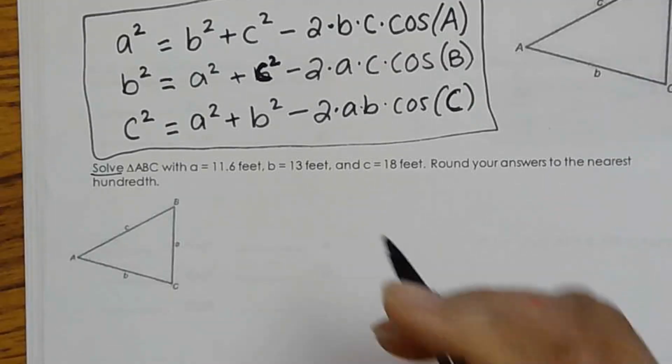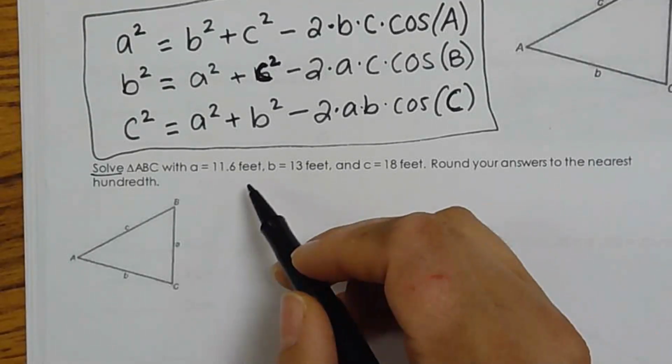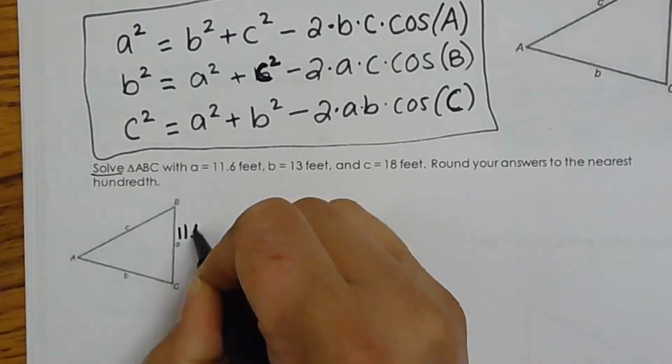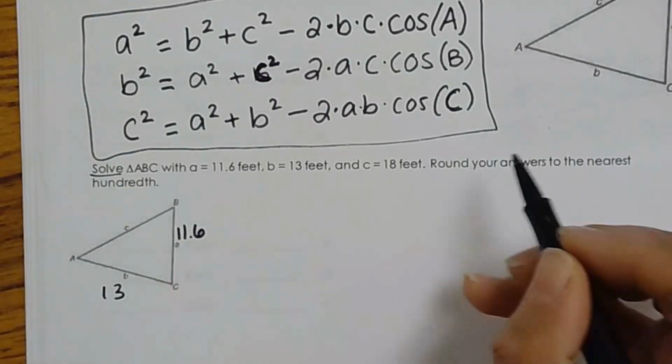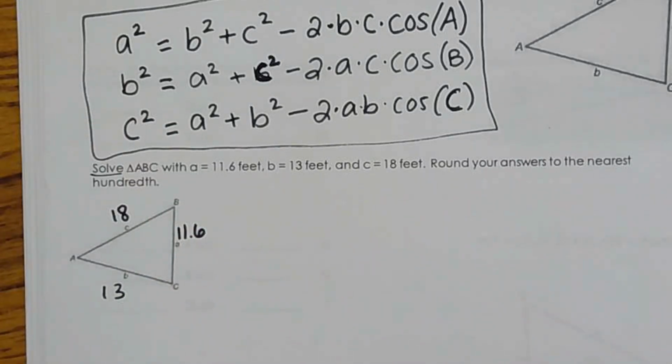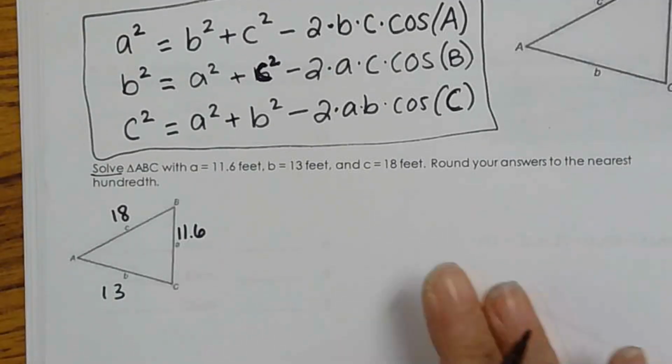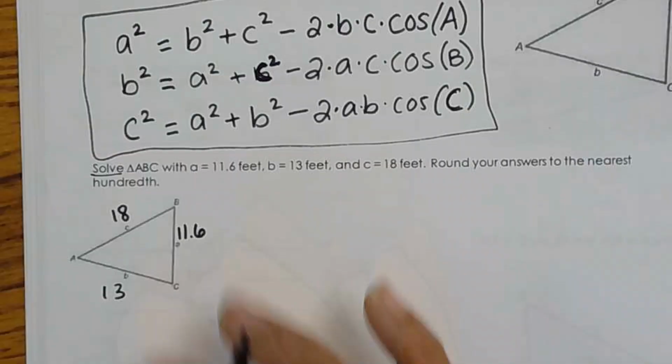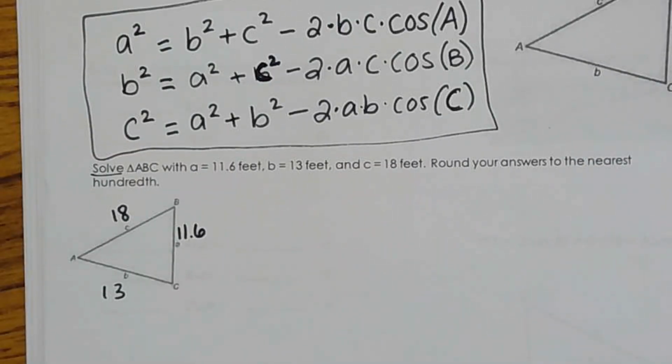So if I label my triangle, lowercase a is 11.6, b is 13, and c is 18. I'm not writing the units there, but everything's in terms of feet, so my final answer, if I was to write something, would be in feet, but we are trying to find angles, so we're going to write degrees on all of our answers. And we are asked to round to the nearest hundredths.